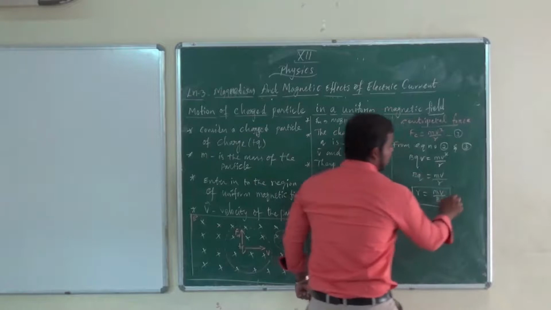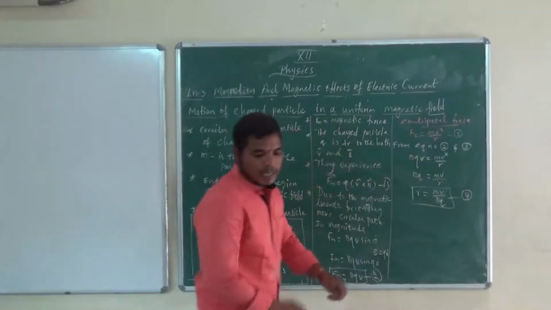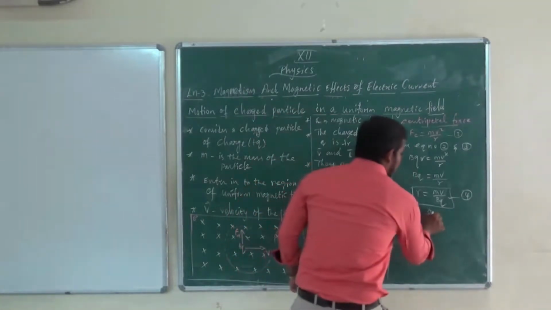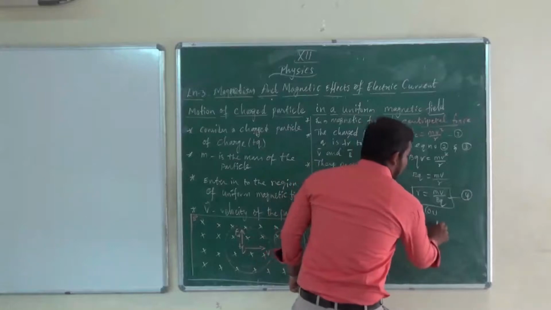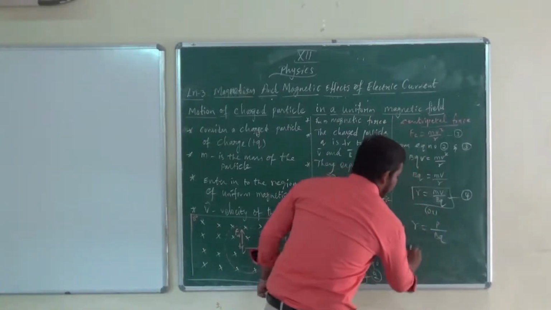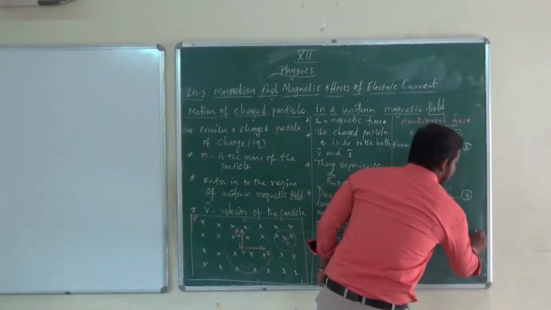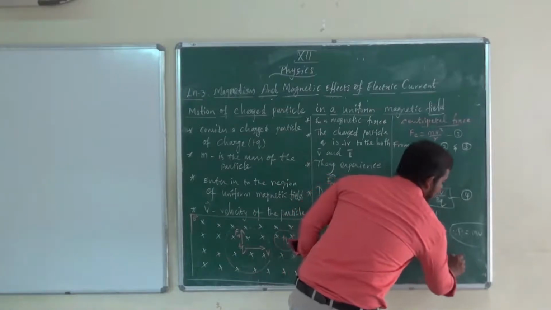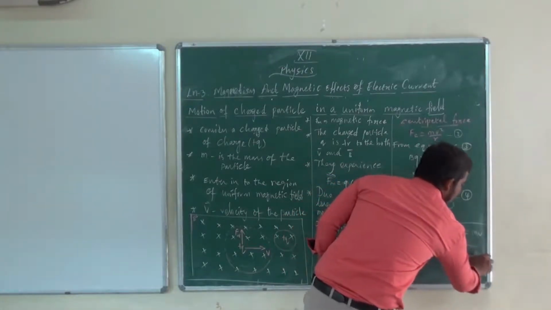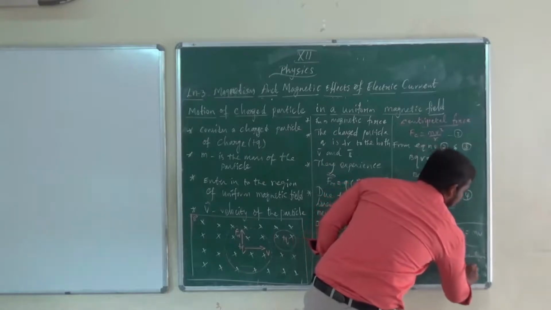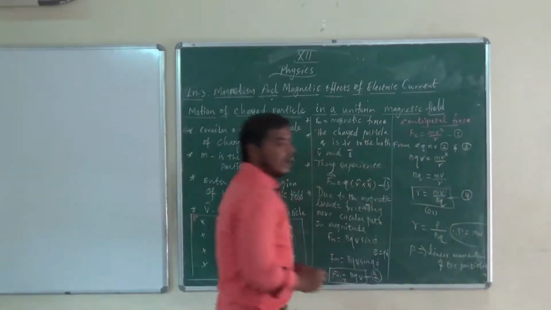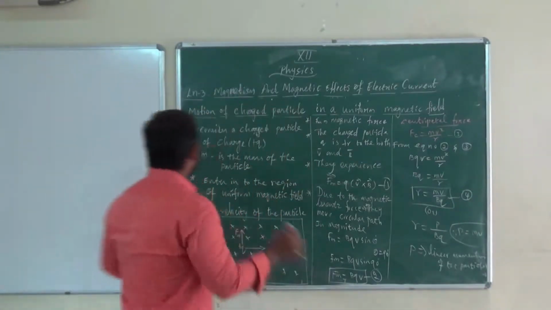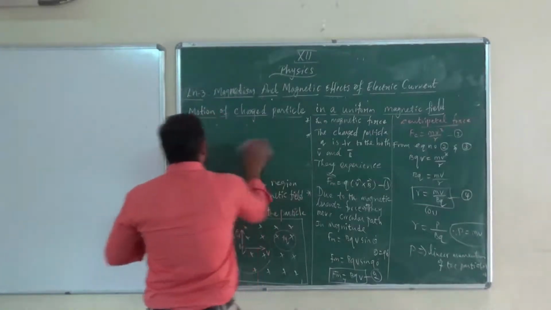This is a very important equation, equation number 4: r is equal to mv by qB. We can write this equation in another form, p divided by qB. How did that p come? p equals mv. What is p? This is the linear momentum of the particle. Got it? So equation number 4 is evident, and it is a very important equation.